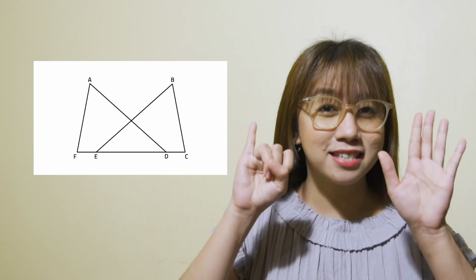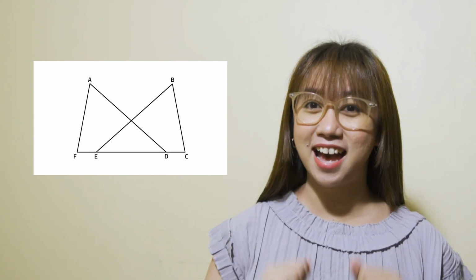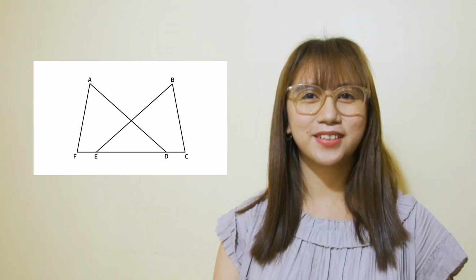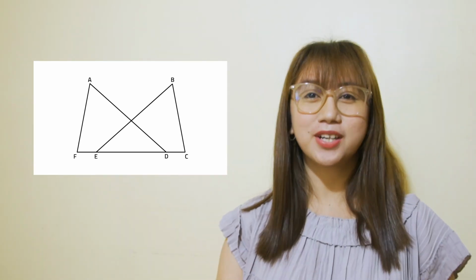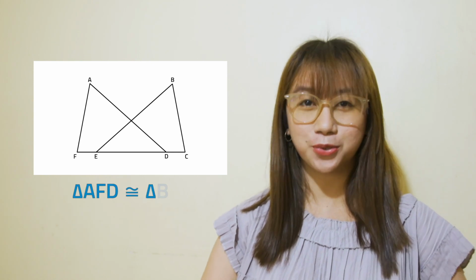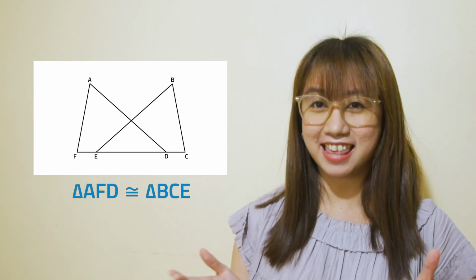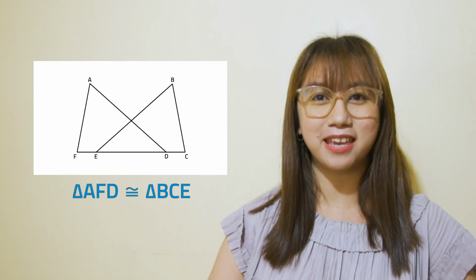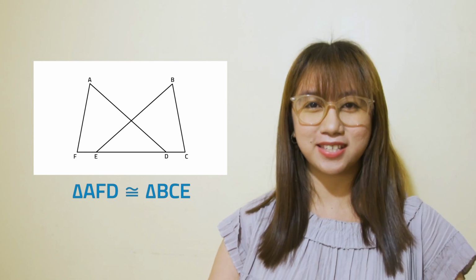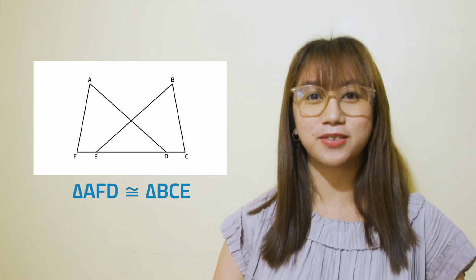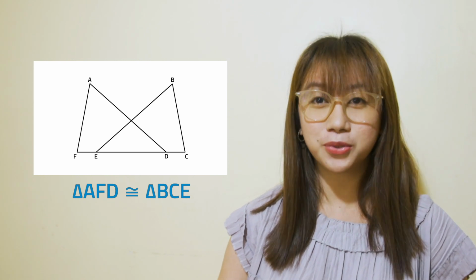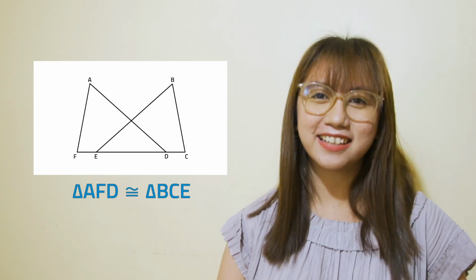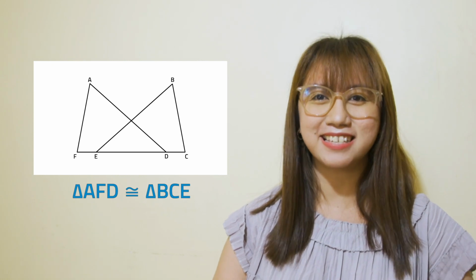Can you list down the 6 congruences of sides and angles of the triangles? Good job! From the figure, we have triangle AFD is congruent to triangle BCE. Then, AF is congruent to BC, AD is congruent to BE, FD is congruent to CE, angle A is congruent to angle B, angle F is congruent to angle C, and angle ABF is congruent to angle BEC. You did great, students! But wait, there's more.